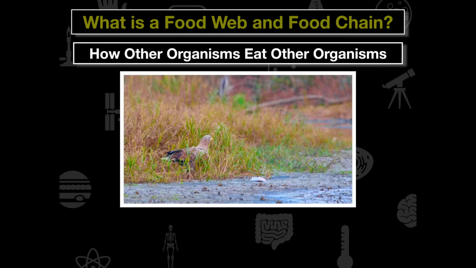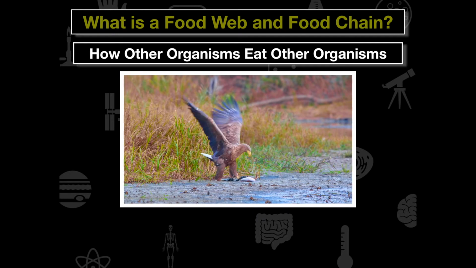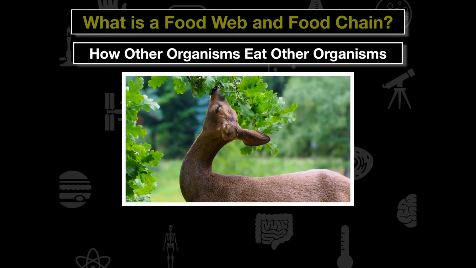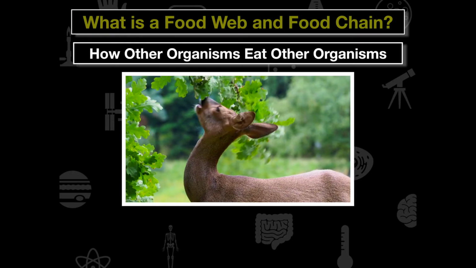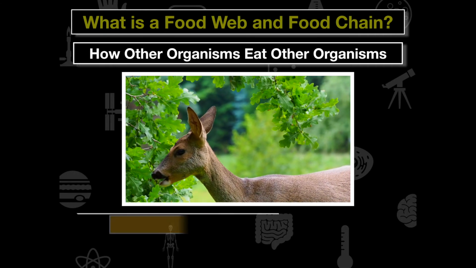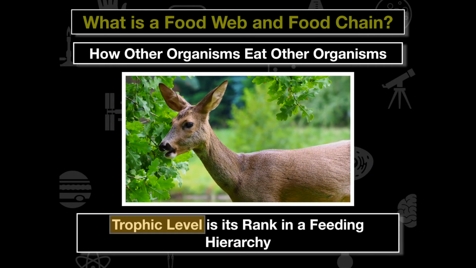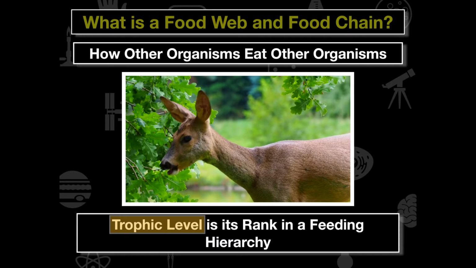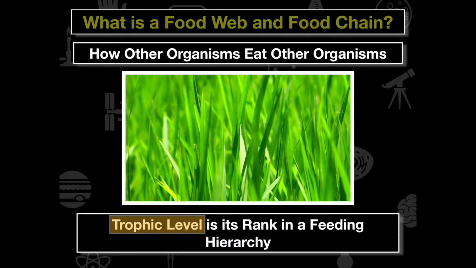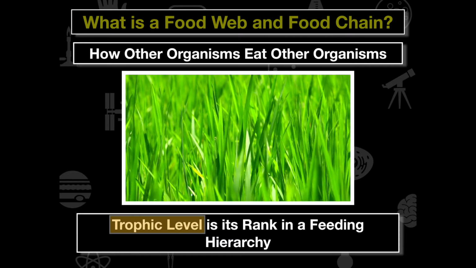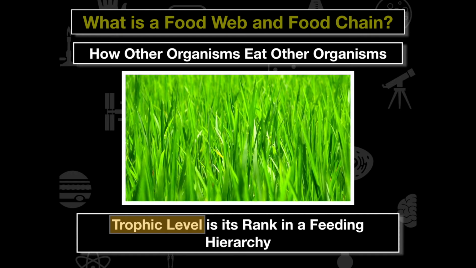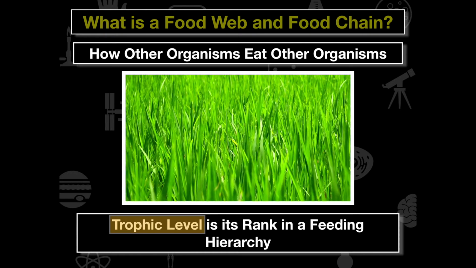When we think about these energy systems and these food systems, this is how other organisms are going to eat those other organisms. So as organisms feed on one another, matter and energy move through a community's trophic levels. Now, an organism's trophic level is its rank in a feeding hierarchy. So primary producers are always going to make up a community's first trophic level. Then we have secondary, and then tertiary consumers that go on.